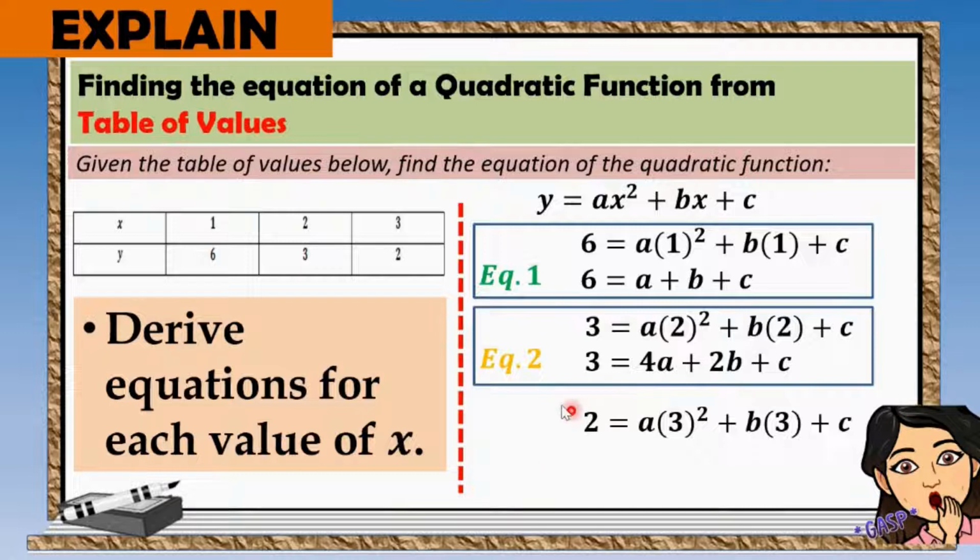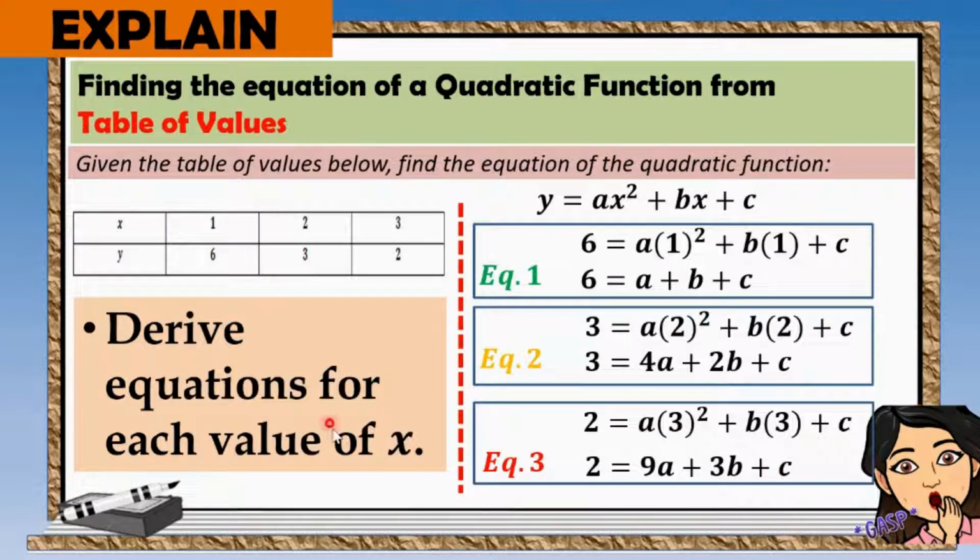Next, for equation 3, again we are going to get the values of x and y here. We have y equals 2, and 3 is your x. So, 2 equals a times the quantity 3 squared plus b times 3 plus c. Simplify: 2 equals 9a plus 3b plus c. So, this is our equation 3. As you have noticed, since we have three ordered pairs or coordinates, we also have 3 equations.